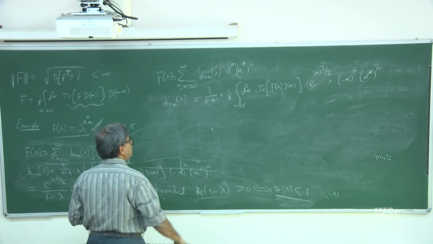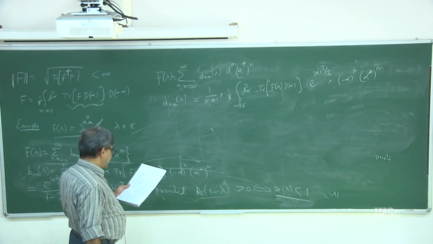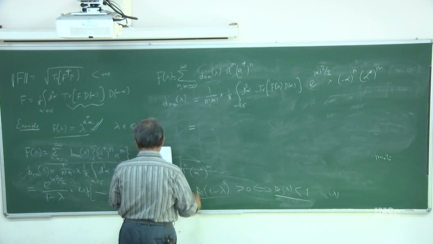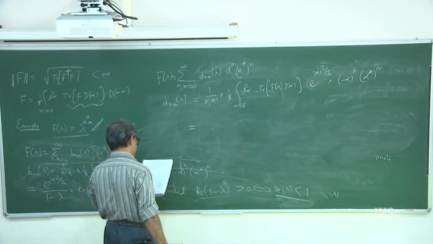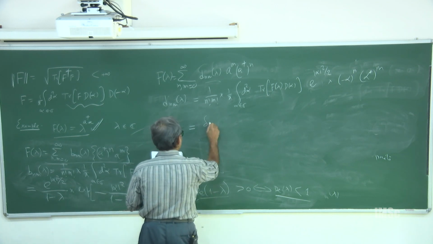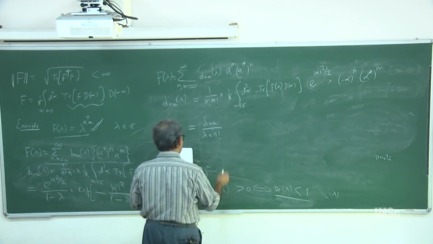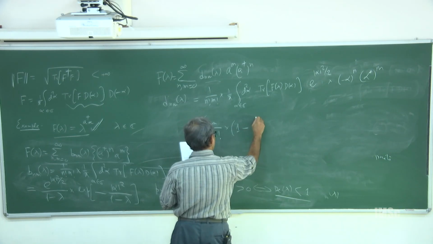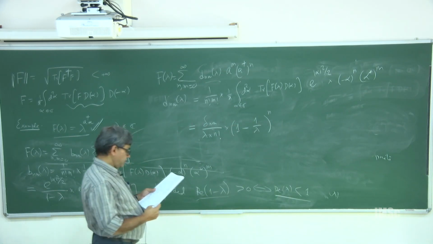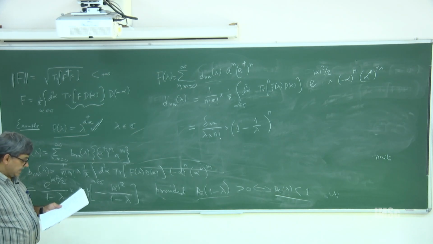And now, if you use the expression we have for lambda, what you will see is that this is equal to delta n m divided by lambda into n factorial into (1 minus 1 by lambda) whole to the power n. This is what you will see.